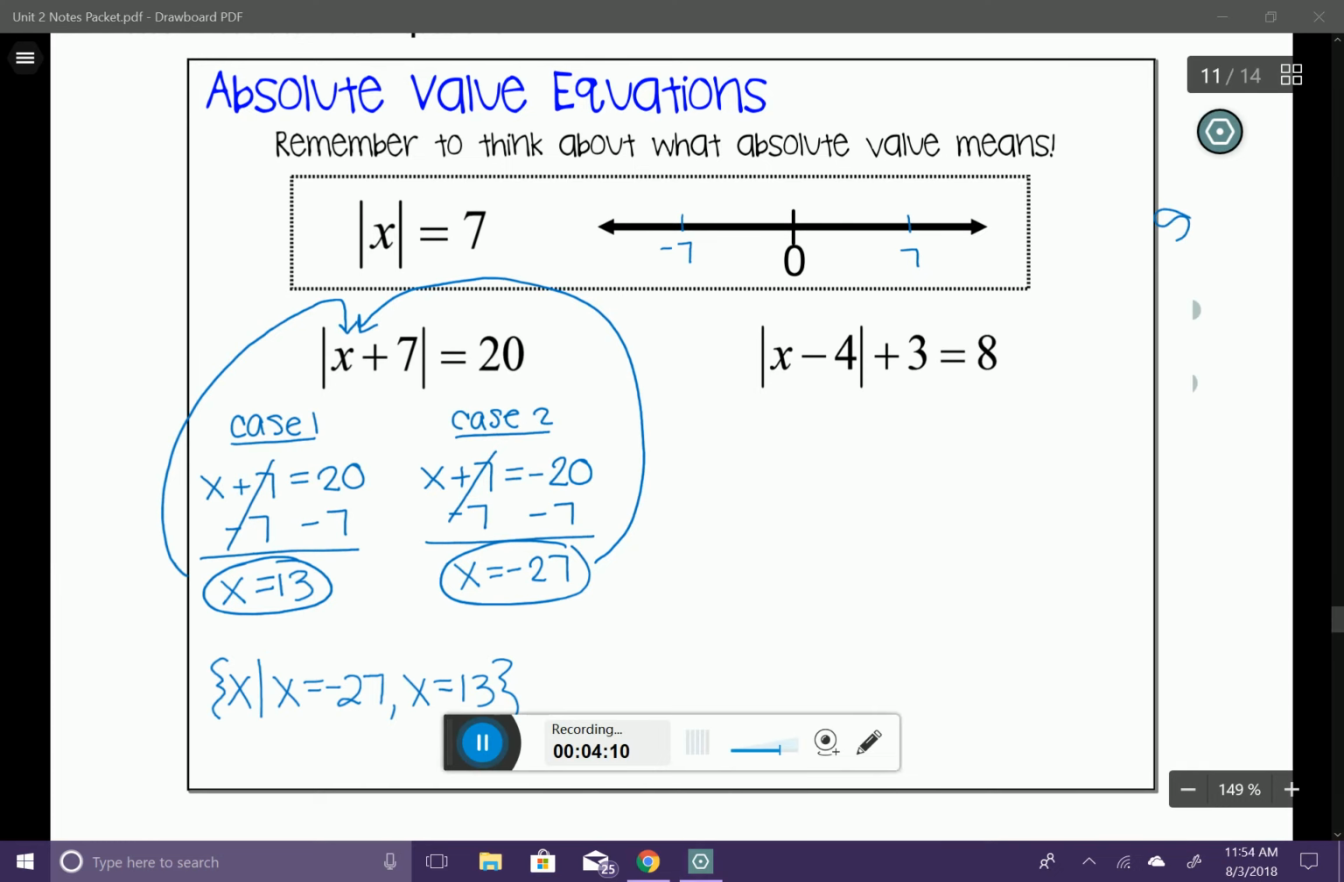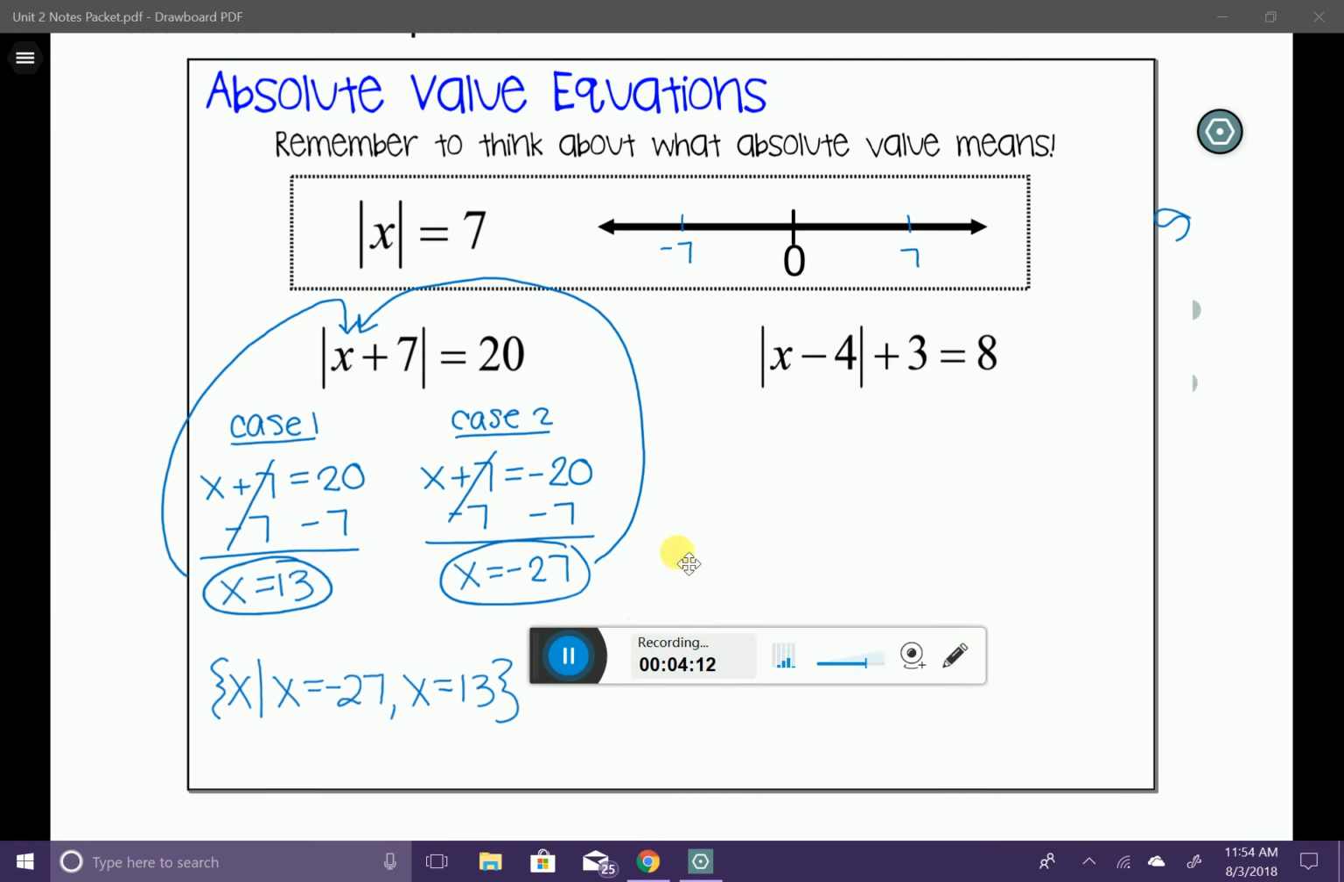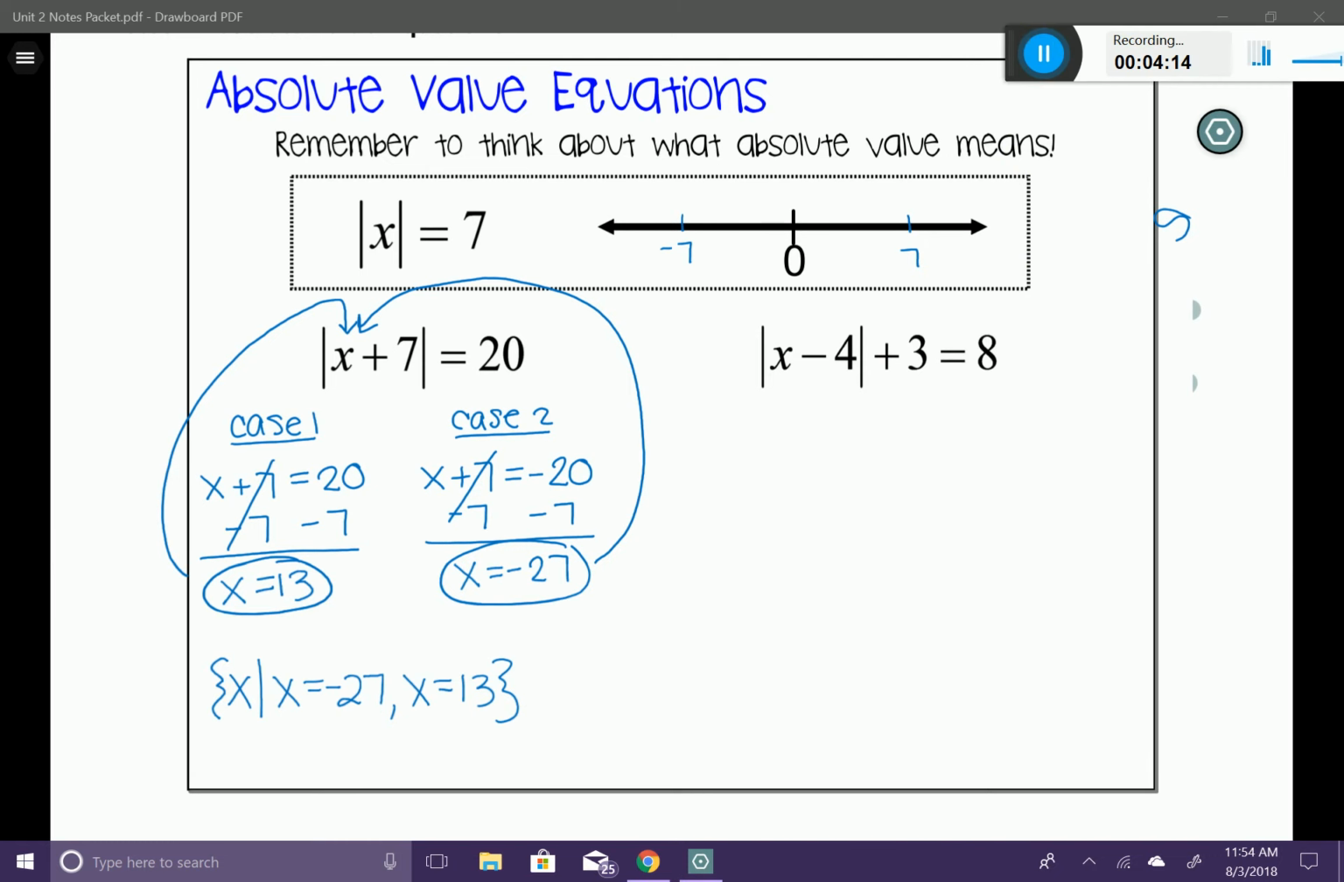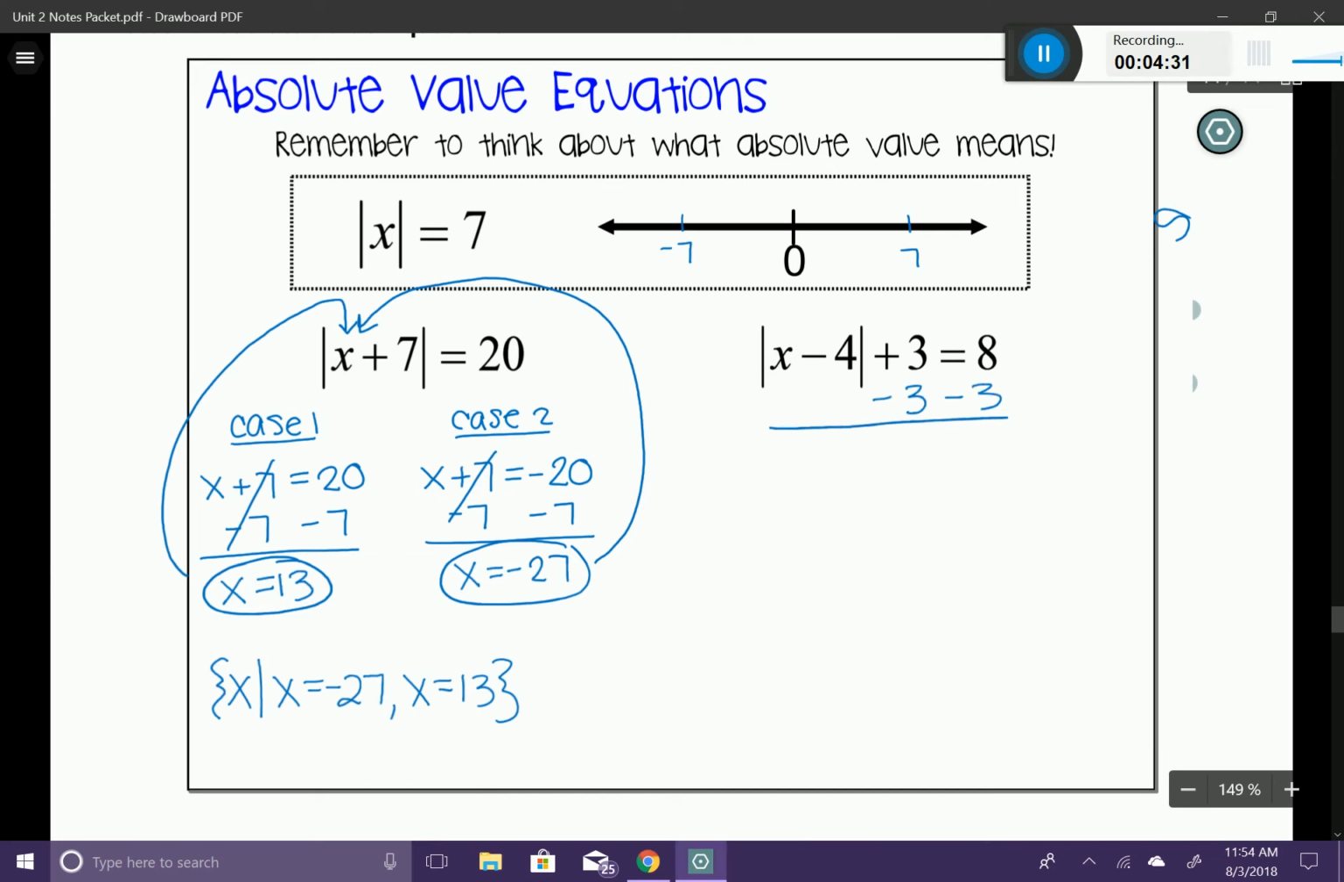The second problem is slightly different, and it's slightly different because of the positive 3 attached to that absolute value. Anytime you have a situation that looks like this, you always want to take care of the pieces outside of the absolute value before working on the cases. So let's go ahead and subtract 3 to begin this problem. All right, that's going to leave me with the absolute value of x minus 4 is equal to 5.